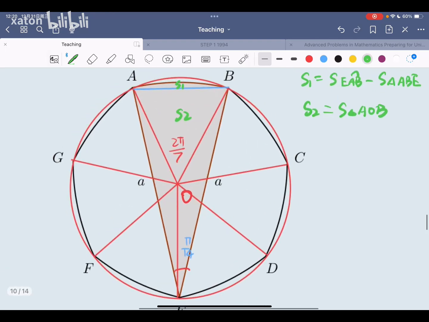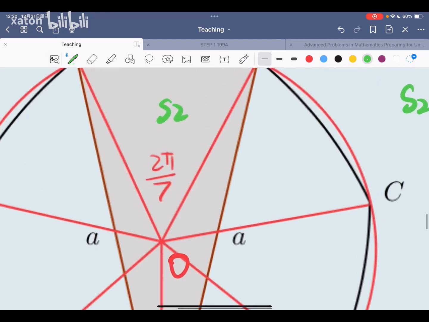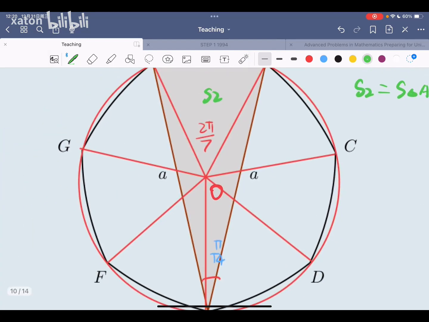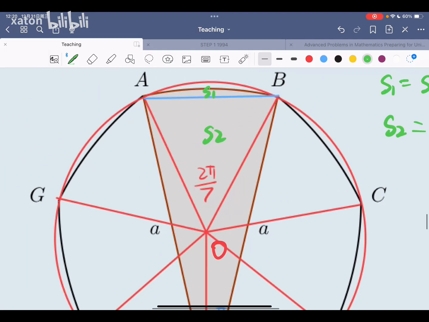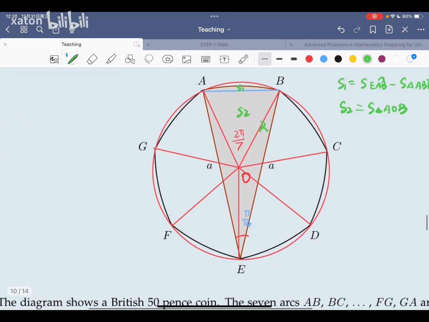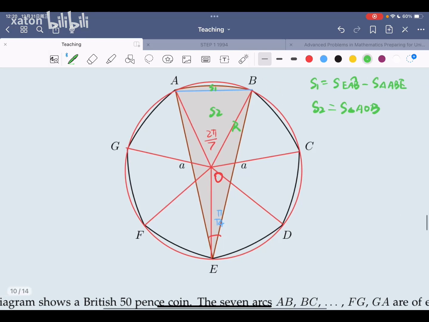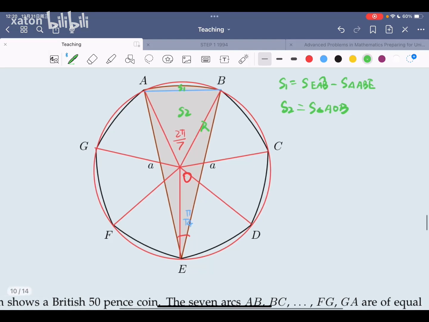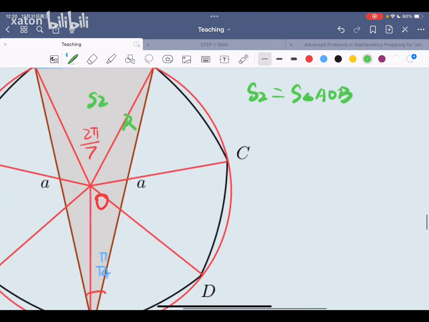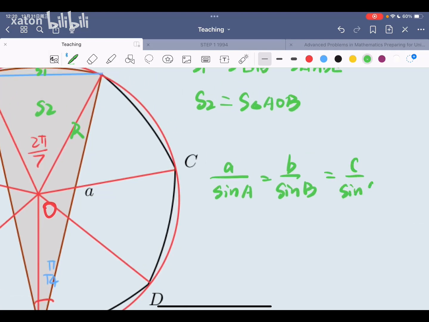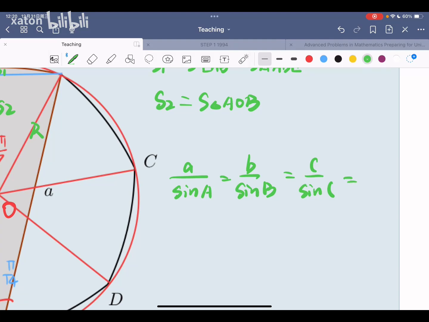So one thing we cannot skip is we have to know the length of the radius of the circumcircle. Let's say it is R, and since R is the circumradius of triangle ABE, we can use something from the sine rule. Let's recall what the sine rule is. The sine rule says a over sine A equals b over sine B equals c over sine C, and most importantly in this question, equals 2 times the radius.